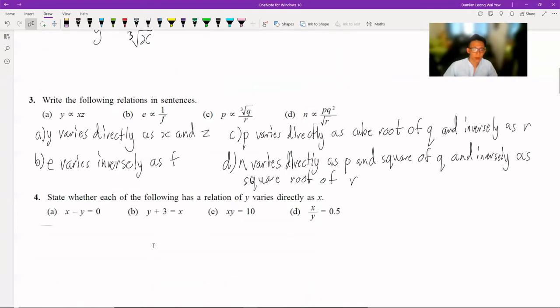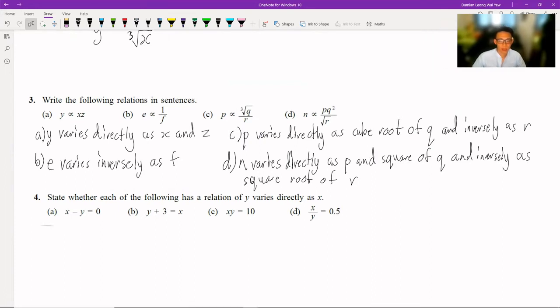Then we look at question 4 here. State whether each of the following has a relation of y varies directly as x. If y varies directly as x, basically it means I can form the equation y equals to something times x. This must be a constant. So that constant can be a decimal number, can be a fraction.